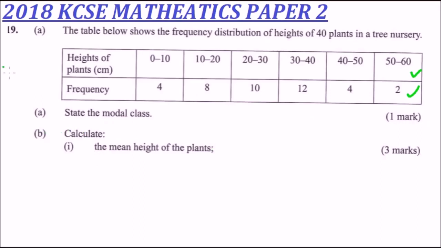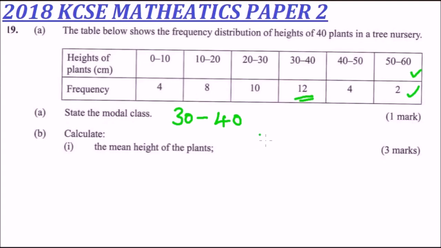So the first question we are told is to state the modal class. The modal class is that class with the highest frequency, and we check on our table. This is the class that has the highest frequency, so the modal class is 30 to 40. That is the modal class.